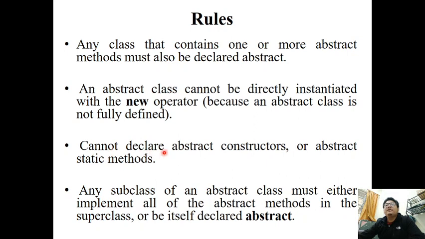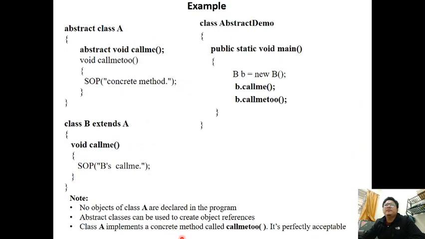Next, you cannot declare an abstract constructor or an abstract static method. Simple one. Any subclass of the abstract class must either implement all of the abstract methods in the superclass or be itself declared abstract. So either it has to be implemented in the same class or in the deriving class. It has to be implemented, right?